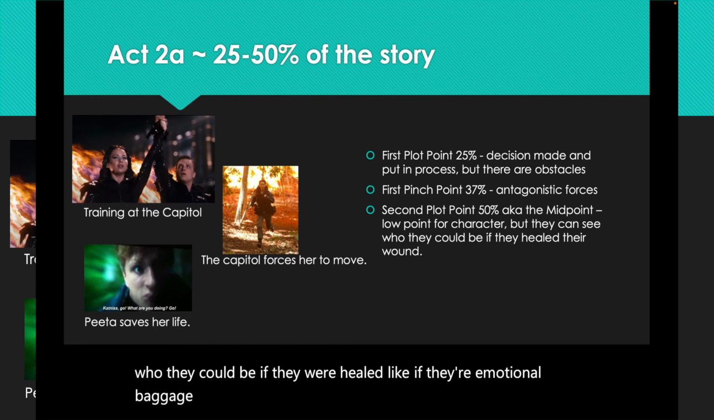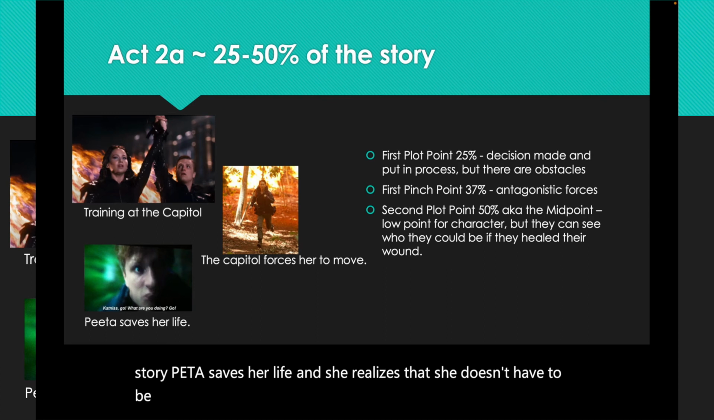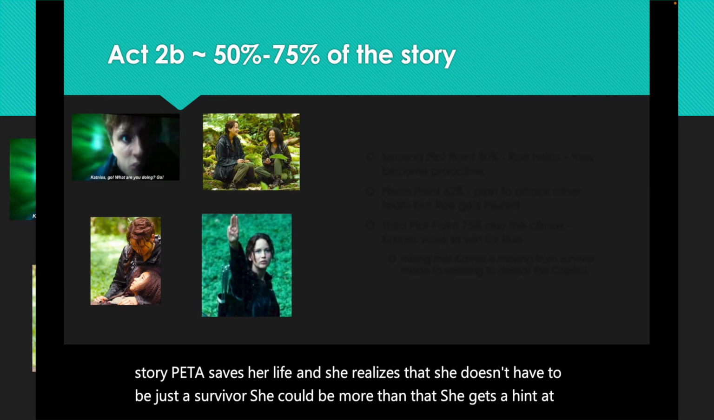So at the end of, or the midpoint of this story, Peeta saves her life, and she realizes that she doesn't have to be just a survivor. She could be more than that. She gets a hint at it. Now we're going to go on to Act 2B.